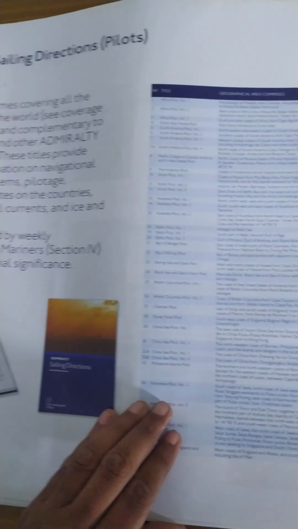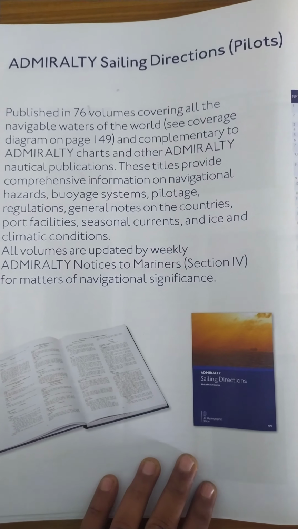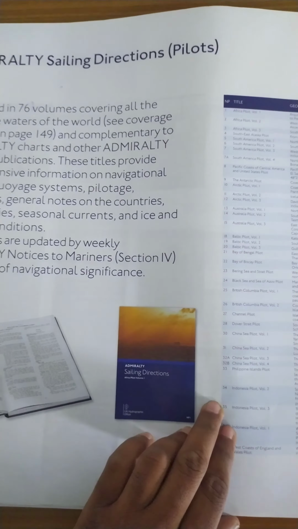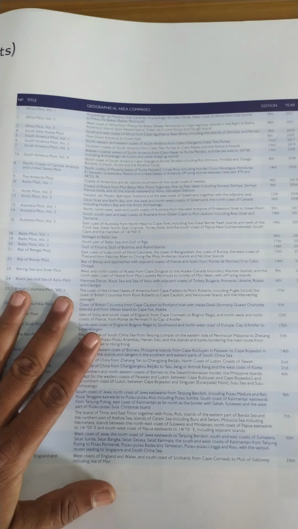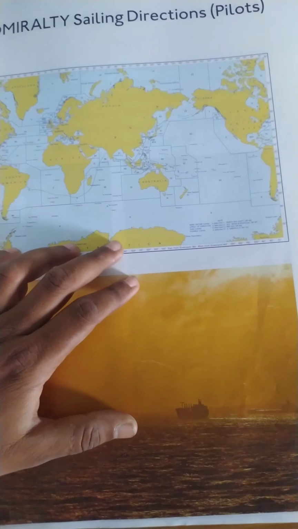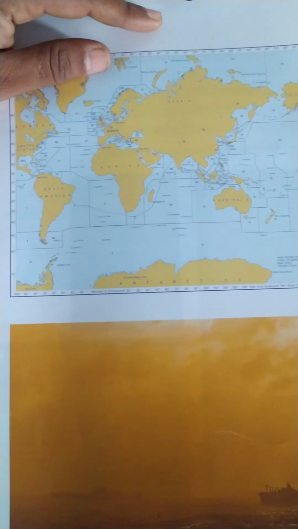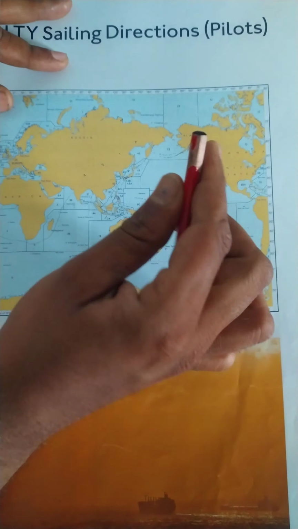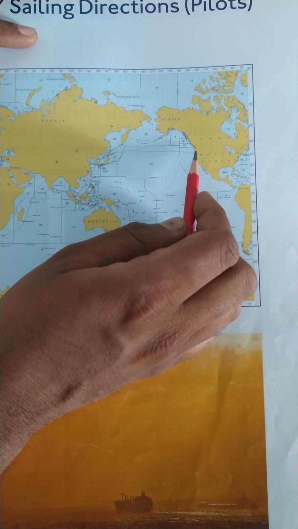Next comes the ASD, Admiralty Sailing Directions, or the pilots. I have already explained in an earlier video how to use it. So you will have to find out which sections you are going to. Again, same like the charts, you will be having a world general index, and suppose you are going from somewhere to somewhere, you just draw a line and take out which all books you need.